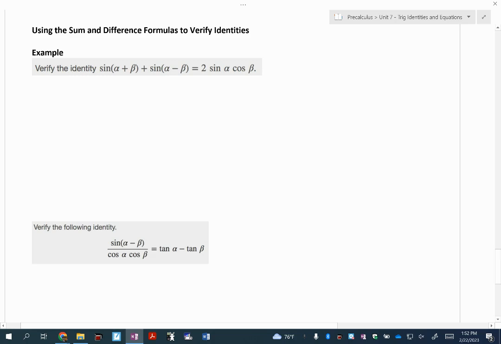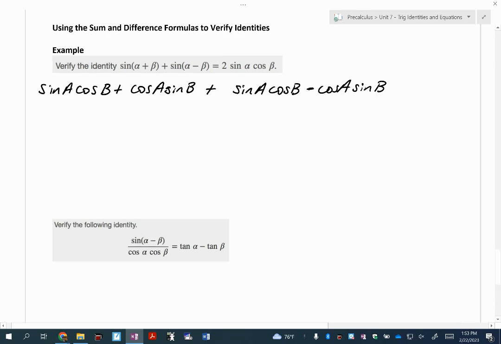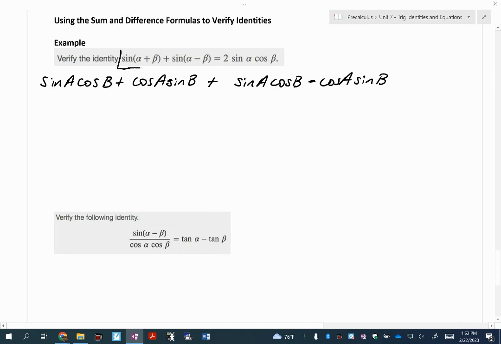Okay, let's do this first one. I think the left side looks more complicated. So I'm going to write out the sine of a plus b, which is the sine of a times the cosine of b, plus the cosine of a times the sine of b, and then plus the sine of a times the cosine of b minus the cosine of a times the sine of b. So all of that I just wrote out is the same as this left side.